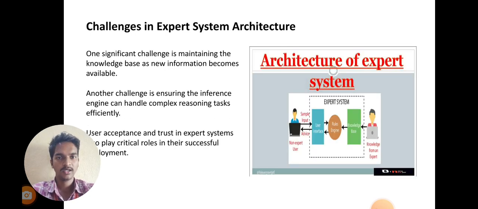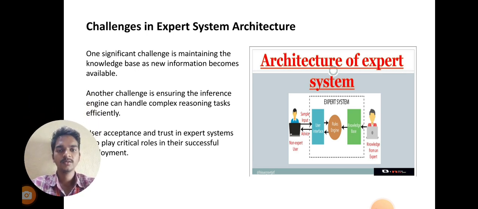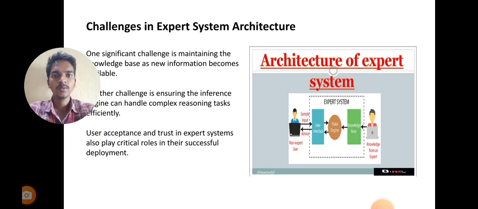Challenges in expert system architecture. What is meant by challenges in expert system architecture? Let us know about them. One significant challenge is maintaining the knowledge base as new information becomes available. Another challenge is ensuring the inference engine can handle complex reasoning tasks efficiently. User acceptance and trust in expert systems also play a critical role in their successful development.